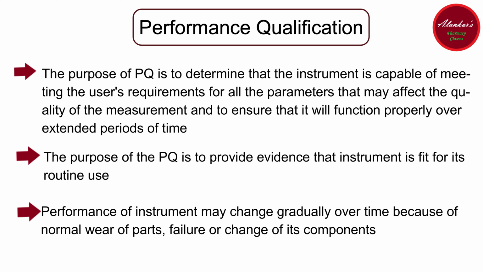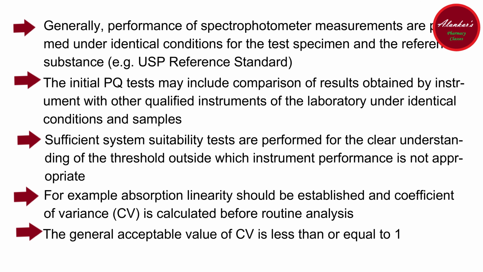The performance of an instrument may change gradually over time because of normal wear of parts, failure or change of its components. Generally, performance of spectrophotometer measurements is checked under identical conditions for the test specimen and the reference substances, for example, USP reference standard. The initial PQ test may include a comparison of results obtained by the instrument with other qualified instruments of the laboratory under identical conditions and samples.